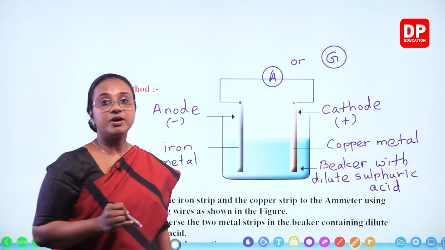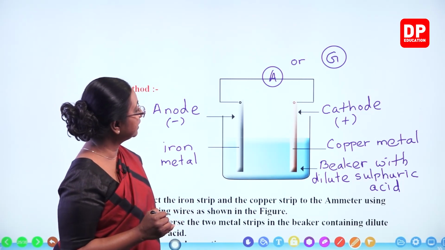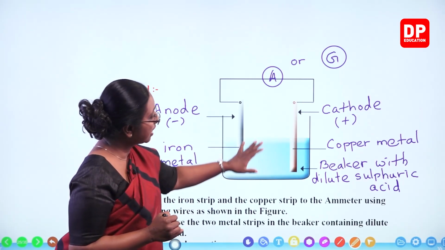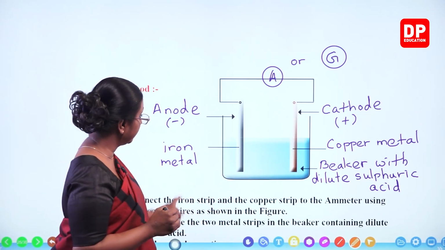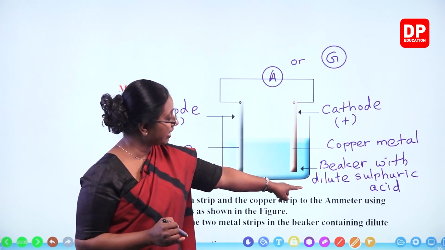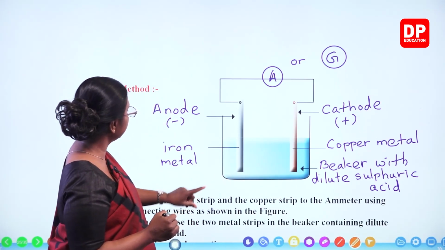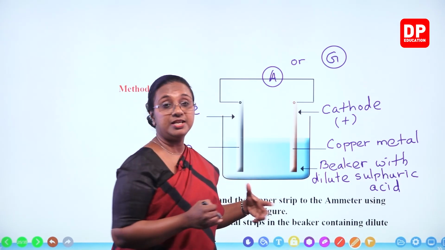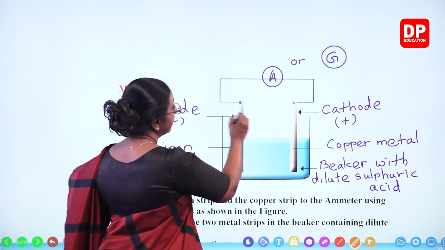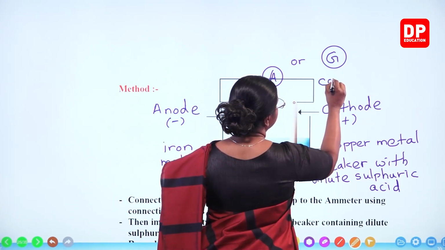So an ammeter or galvanometer can be connected there. This is how we set the apparatus for the activity. You take the beaker, into that we take dilute sulfuric acid. At the same time you have the iron metal and the copper metal sheets, rods or plates. You connect them using the connecting wires.